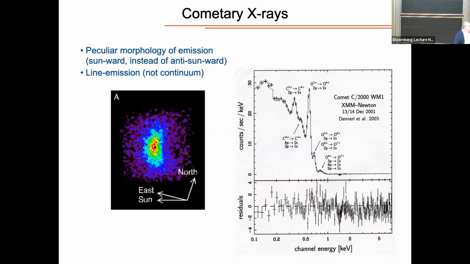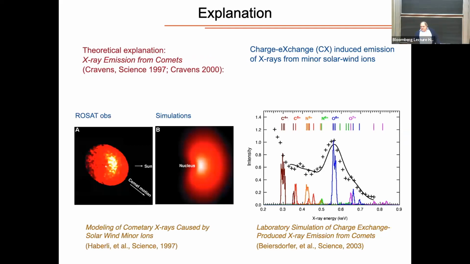How can you make lines there where everything is ionized? Well, there's a way. That's called charge exchange. And I'll talk about this in just a moment, next slide. But people realized that pretty quickly, within a year or so. And here is a simulation of cometary X-rays, assuming this charge exchange process. Here's the real image. Here is the simulation: morphology, intensity. They do all real well.